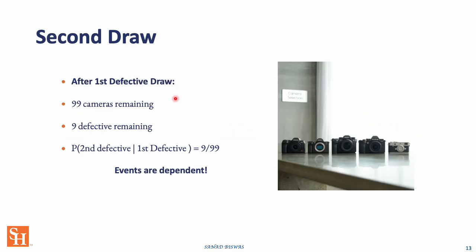Now we already have the information that the first camera we drew was defective. Now how many cameras do we have? We have 99 cameras and 9 defective cameras, because we already know that the first one was defective. What is the probability that the second one will be defective given the first one is already defective? How many defective cameras do we have? We have 9 defective cameras. And how many total cameras now? We have 99 total cameras, right? Therefore, the probability that the second one will be defective given the first one is defective is 9 over 99, right?